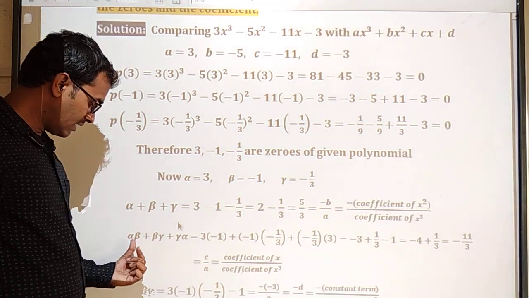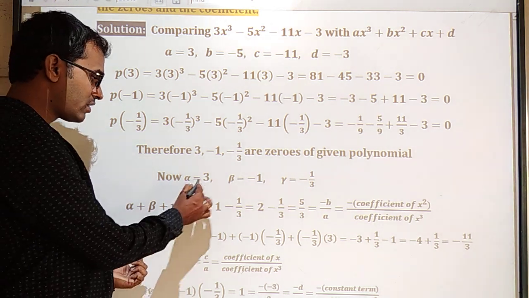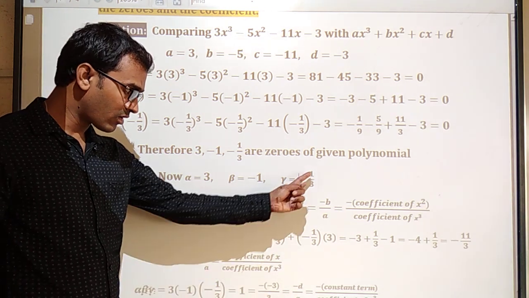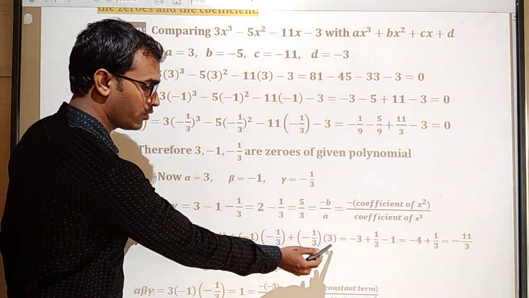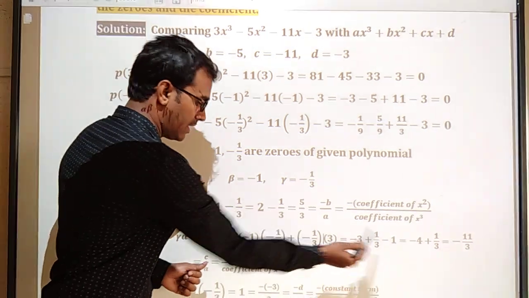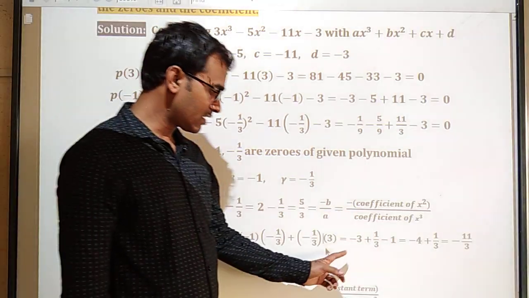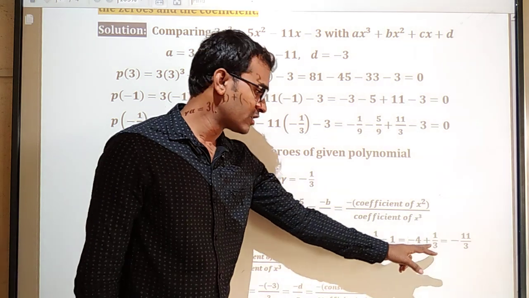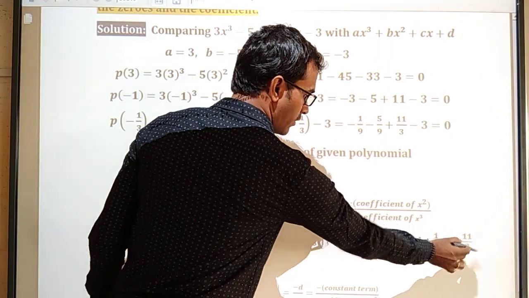And second, the sum of products of zeros equal to alpha beta plus beta gamma plus gamma alpha. Again substitute the values: alpha equal to 3, beta equal to minus 1, gamma equal to minus 1 upon 3. Alpha into beta plus beta into gamma plus gamma into alpha. Next simplification: 3 into minus 1 is minus 3. Next, minus into minus is plus 1 by 3. Next, here 3, 3 get cancelled, we get minus 1. This is equal to minus 3, minus 1, minus 4, plus 1 upon 3 as it is. Again cross multiplication or by taking LCM: 3 into minus 4 is minus 12 plus 1, it is minus 11. Minus 11 upon 3.